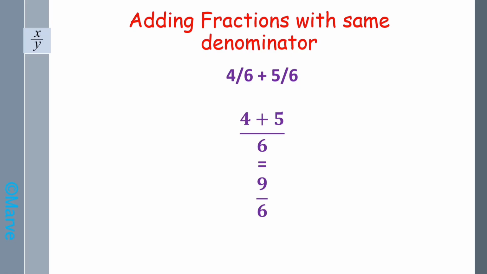But is that our final answer? No. Fraction says we should divide it further. So we see that 3 can go into 6 and also go into 9. So we have to divide further by 3. So we now get 3 over 2 as our final answer. With 3 dividing 6, you get 2, and 3 dividing 9, you get 3.